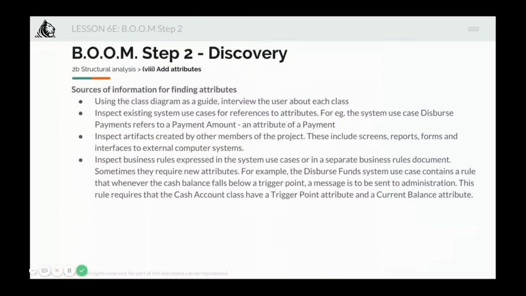right? So once again, I'll suggest use the class diagram as a guide and then inspect the existing system use cases for references to attributes. Look for nouns, look for verbs, and that should give you a good indicator. Please refer the speaker notes as well as this slide to get a better sense.